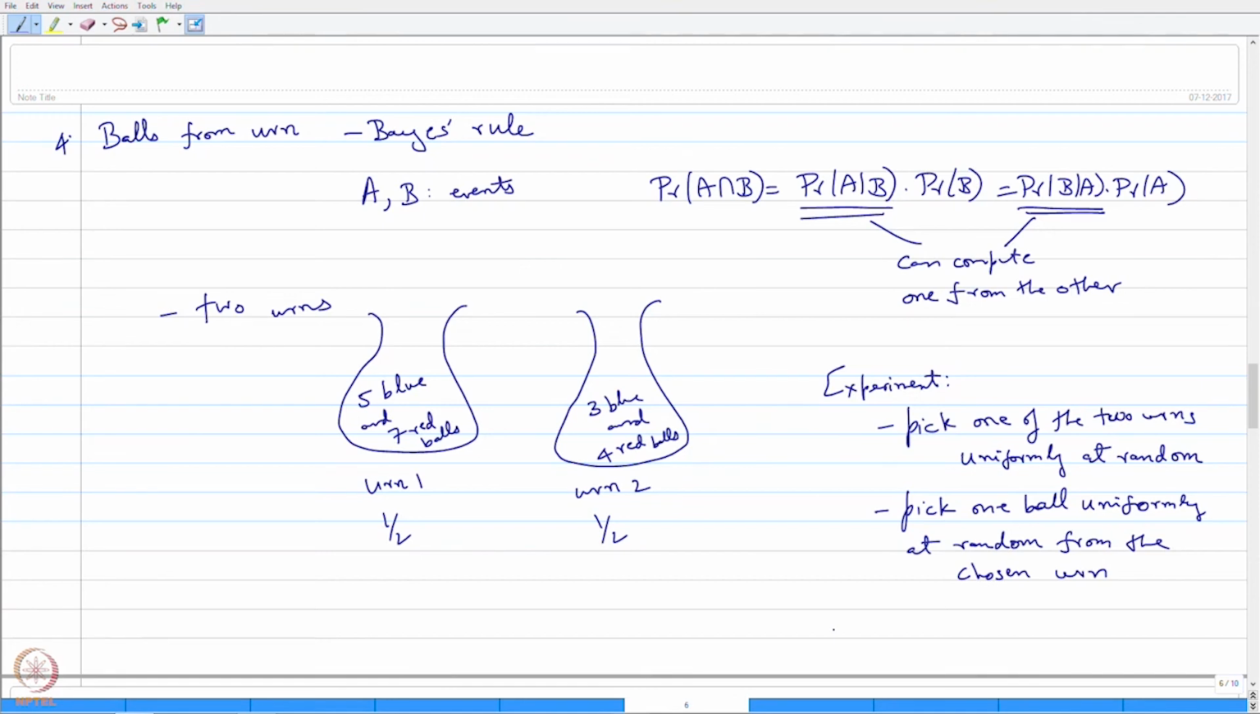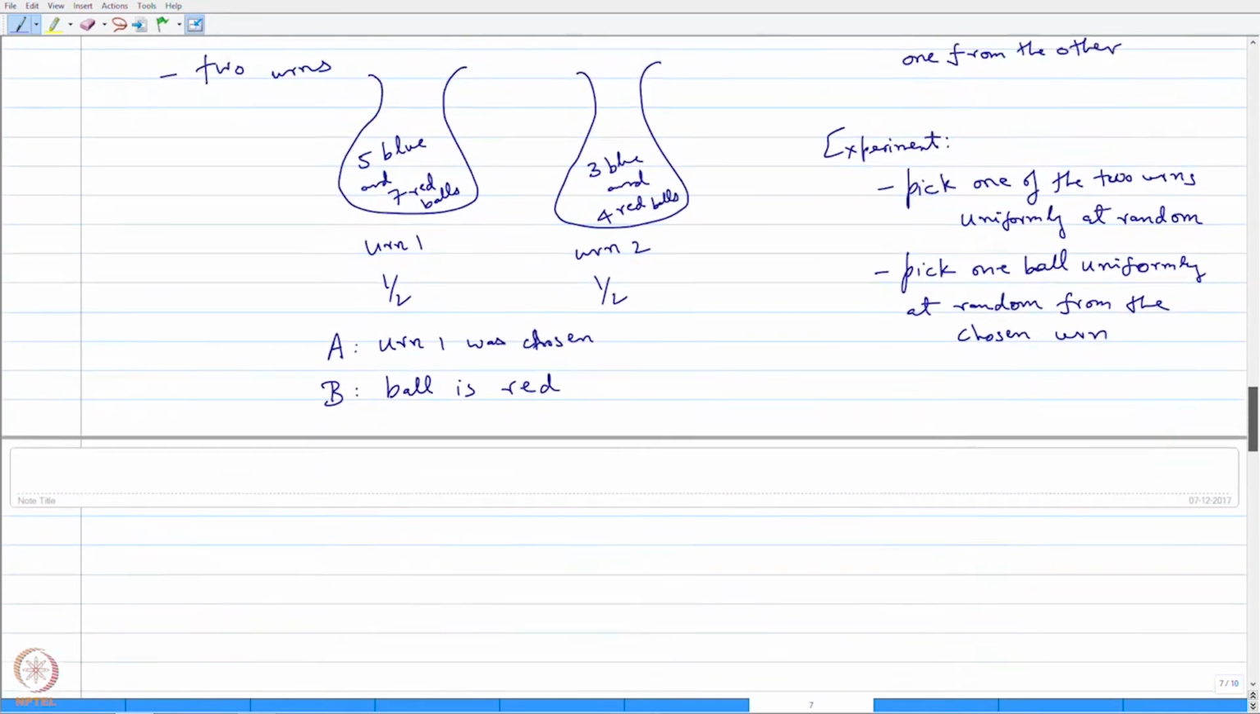Okay. So, I am interested in a couple of events. Let us say A is urn 1 was chosen. And event B is the ball is red. Just to illustrate how probability of A given B might be easy to compute, but probability of B given A might be more difficult to compute, and how does one go about doing that. So, that is the main point of this illustration.